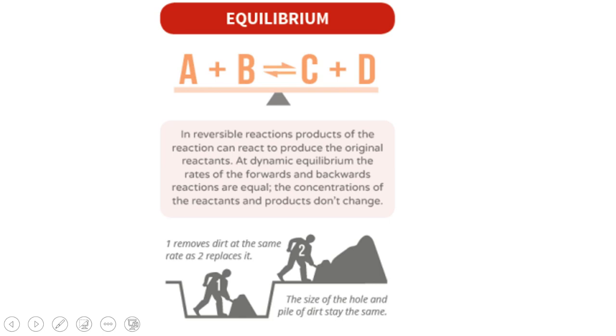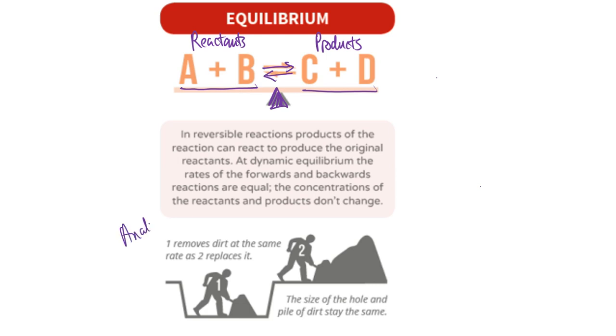So here's another analogy. Here we've got our reactants on the left, A and B. We've got our products on the right, C and D. They are in balance, okay? So the forward rate and the reverse rate are both happening, that double arrow, at the exact same time, at the exact same rate. Good analogy down here, similar to that ants one.